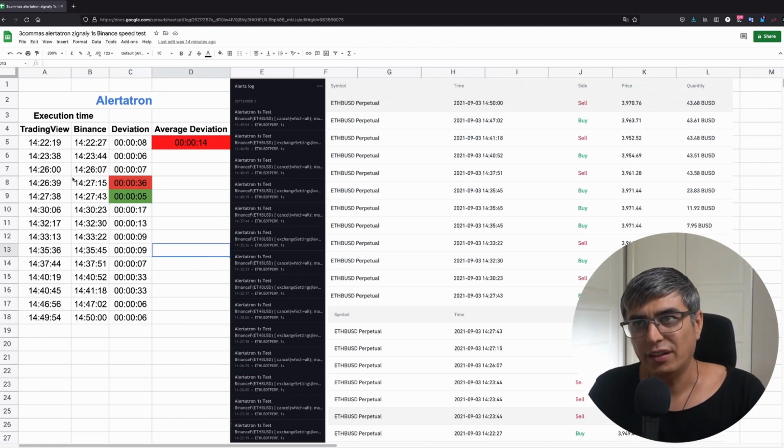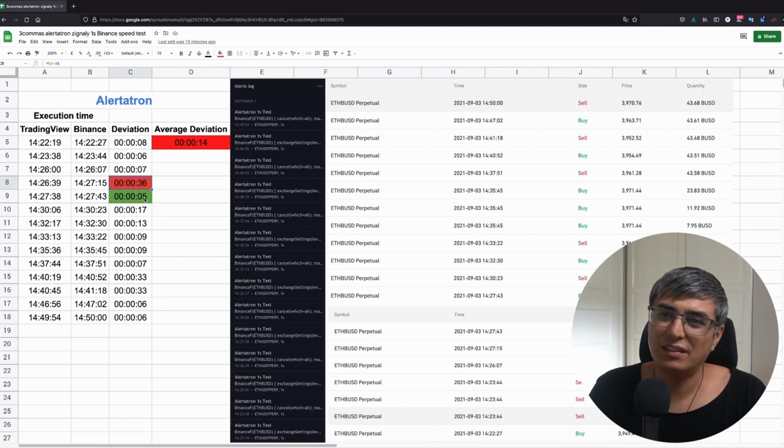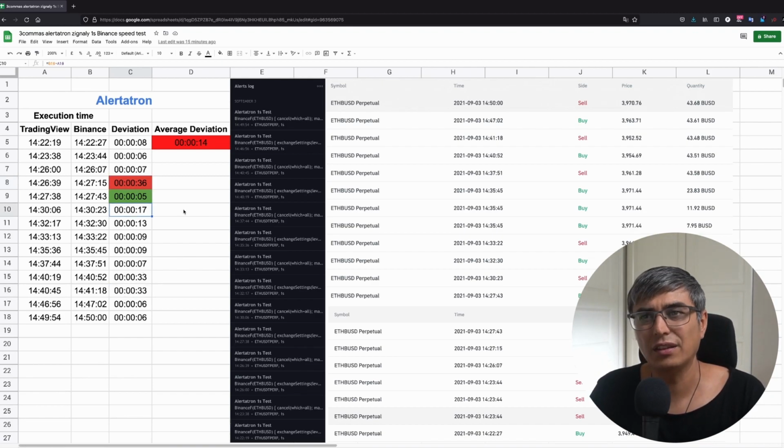So for this test, we have the average deviation 14 seconds. But as we can see, most of our trades have been executed in less than 10 seconds. But because of these very high delays, this one 36 seconds, 33 seconds twice, and this one 17 seconds, we got this pretty high average. If we exclude this one, it would have been much better, definitely around 9, 8, something like that. That is it with Alertatron.